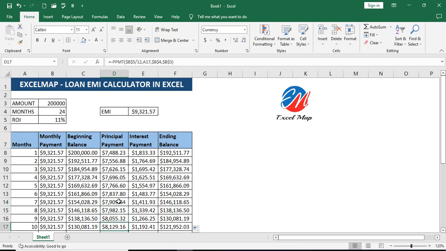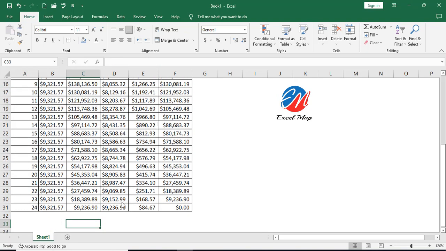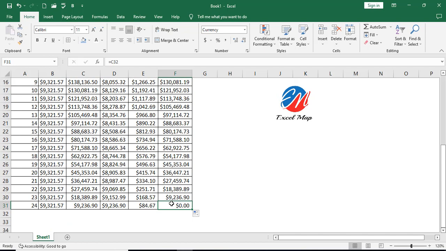So in any month, if you do the sum of this principal and interest, it should be 9,321 only. And finally, that ending balance should become 0 for the 24th month. See here, for the last month, the interest is only 84 rupees. Why? Because we are calculating this interest for 9,236 only. That is the reason.